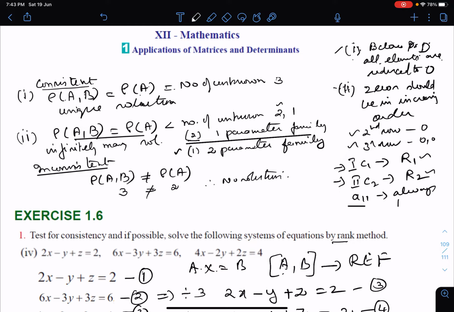Today we are going to see exercise 1.6, sum number 1, subdivision 4. Test for consistency if possible. Solve the following system by rank method. I have done this for you, with a small explanation.